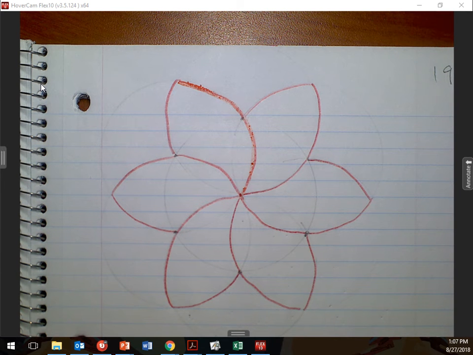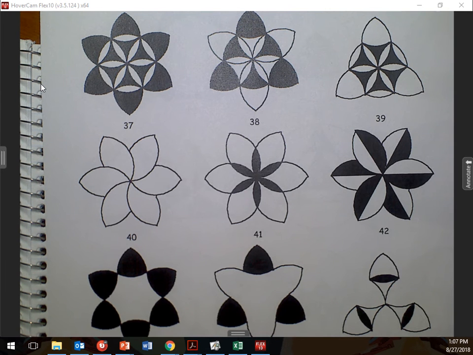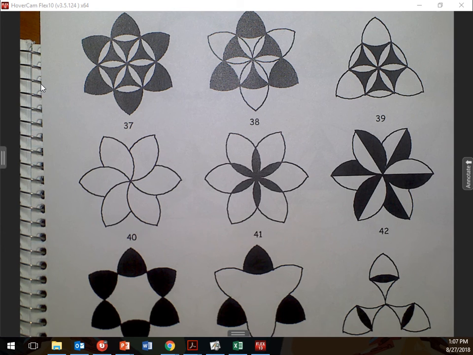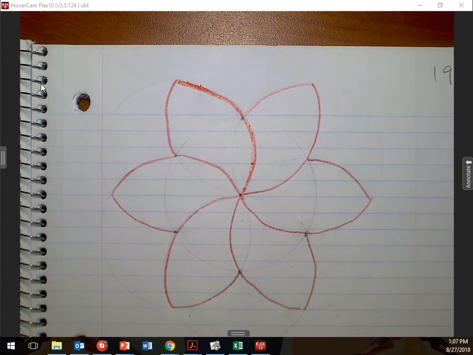And now, I started with, let's take a look here, please. I started with 40 and I outlined it, and so now, give me a darker color, please.